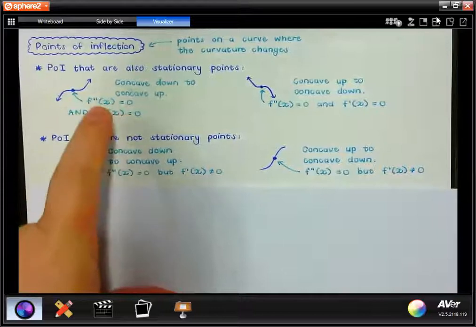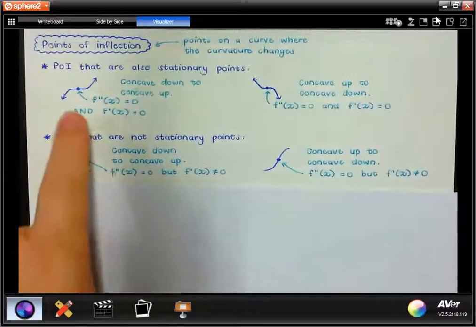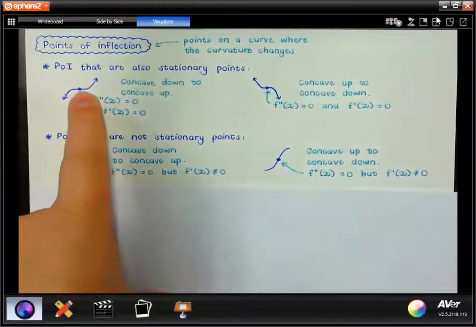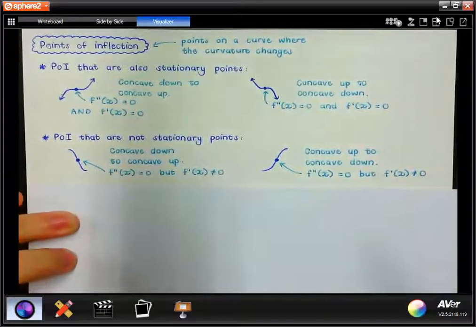So this is where we are going to do examples. So don't worry if it doesn't make sense now. We will do examples. But this is actually a double turning point, which makes it a turning point and a point of inflection. Maybe I must just add that here.